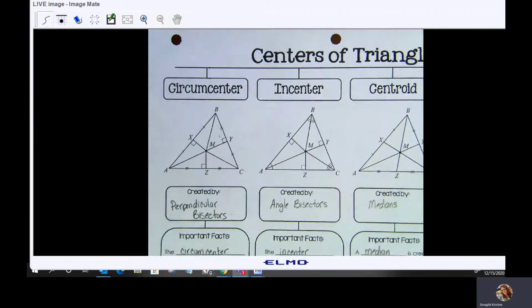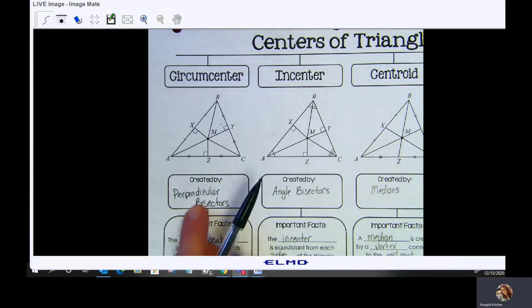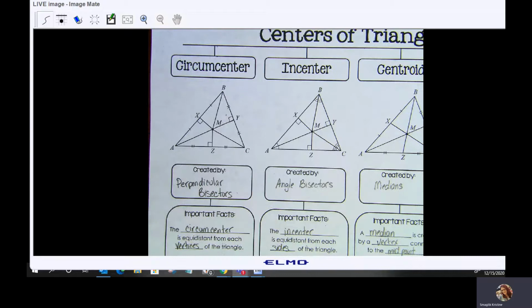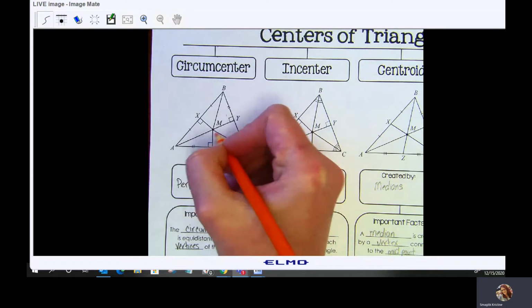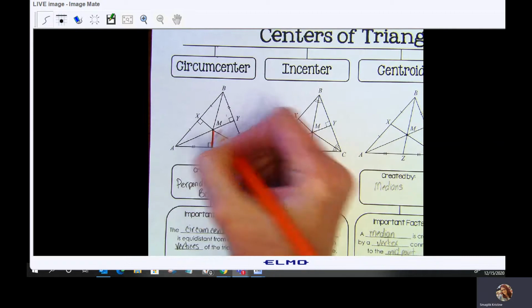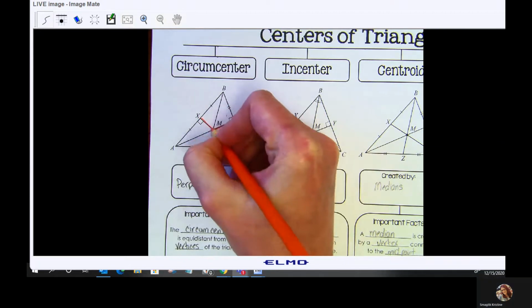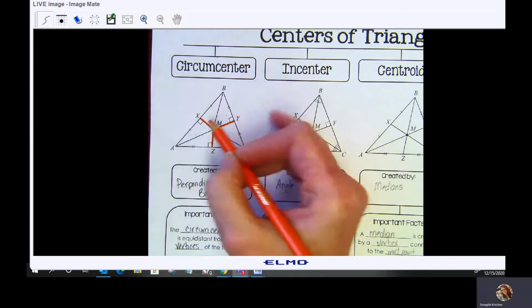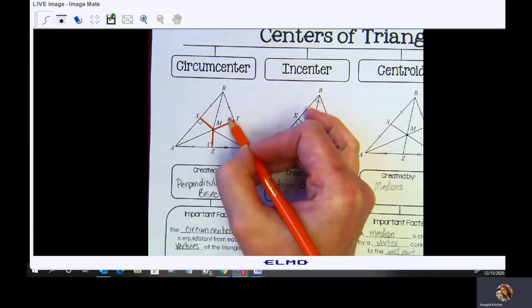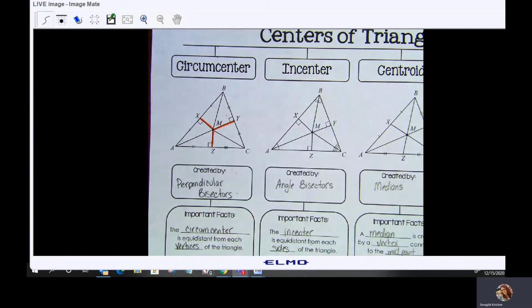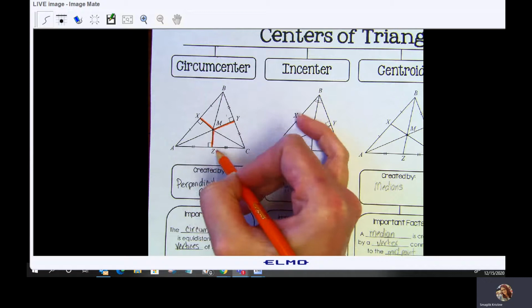So let's start out by reviewing the circumcenter. The circumcenter is created by perpendicular bisectors. And if you recall, 2 lines are perpendicular if they form a right angle. So these lines are perpendicular. They are perpendicular to the sides of the triangle. And again, notice that little box? That's telling us that it's a 90-degree angle. So these lines are perpendicular.